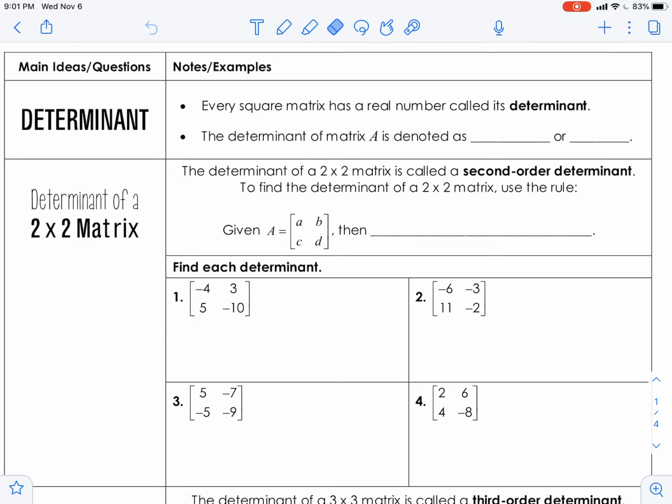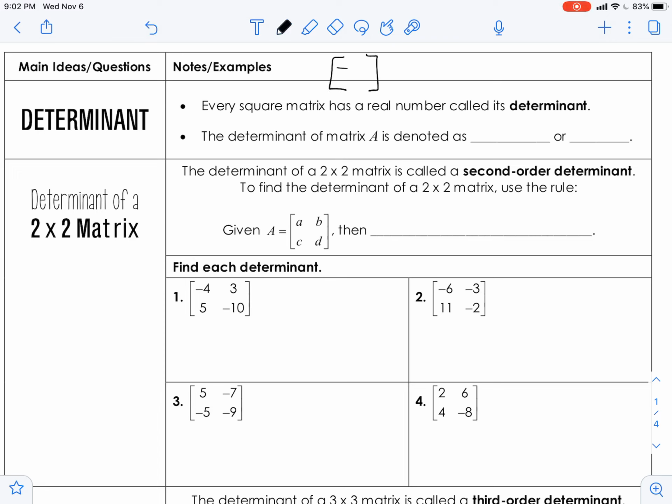So we've been talking about matrices, how to add, subtract, scalar multiplication. We talked about multiplication. We talked about what a square matrix was. That was on your last vocabulary. Remember, a square matrix is exactly like it sounds. Anything that is the same dimensions, rows by columns.